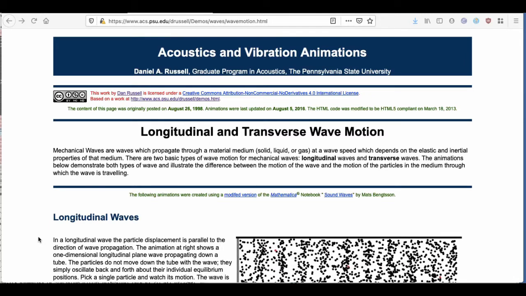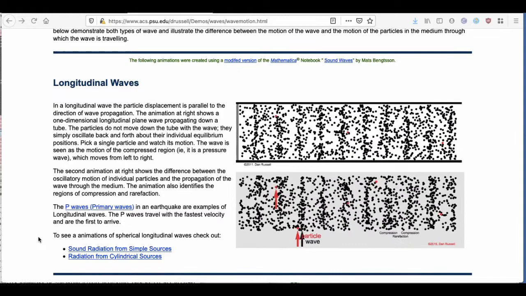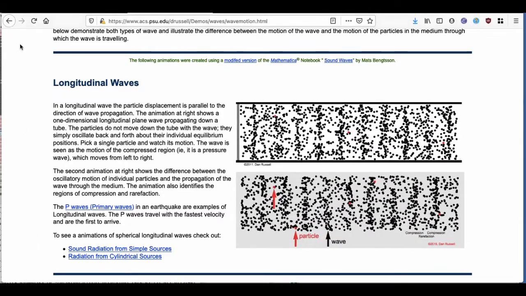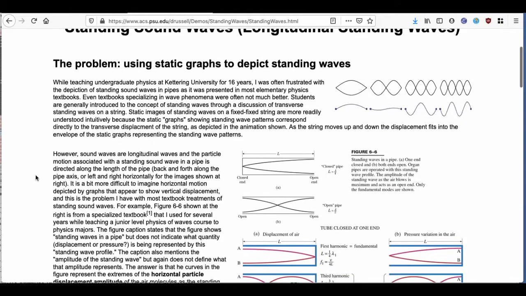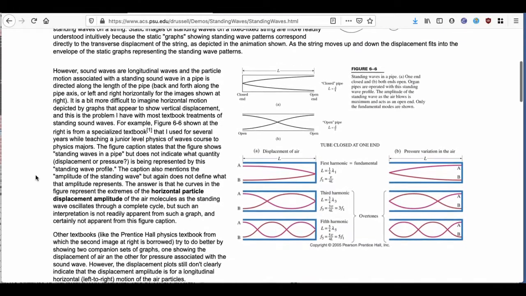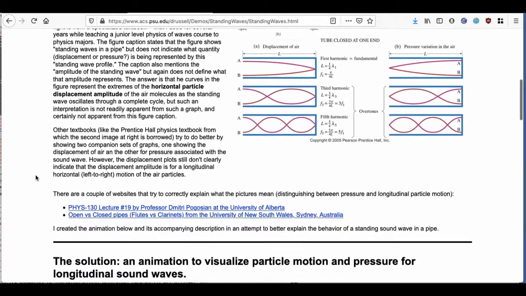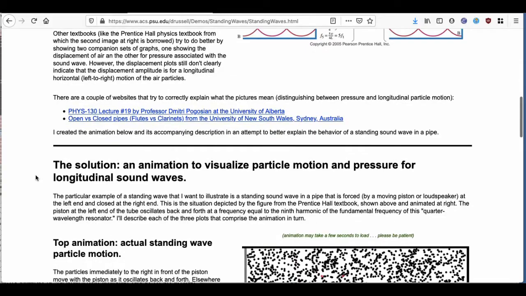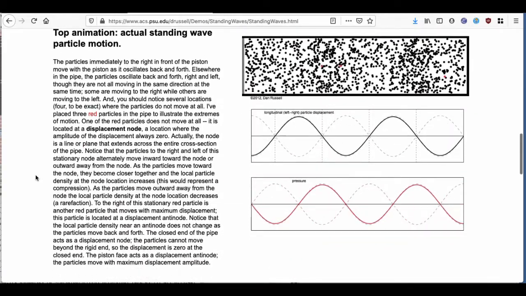So it turns out that there's a professor at Penn State University that has some good animations of longitudinal waves. And remember, longitudinal waves are quite a bit harder to visualize than transverse waves. You often see graphs that look like these blue graphs with the red traces in textbooks, and it's hard to interpret those to figure out what the motion of the constituent particles in the wave really looks like. So Professor Russell from Penn State decided to make an animation to make it a little easier for you to see that.